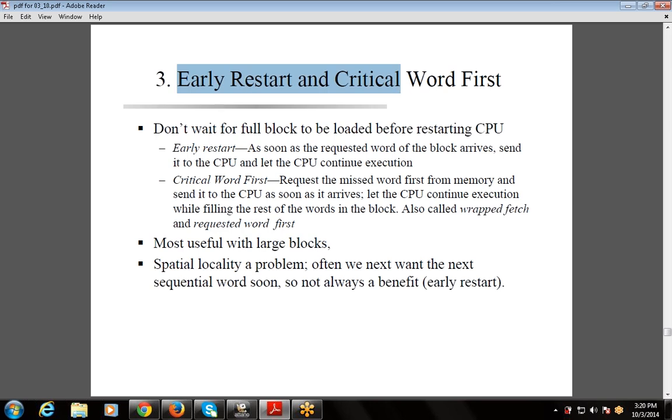Then this is early restart and critical word first. The next method to reduce the miss penalty is early restart and critical word first. These are the two techniques: either early restart or critical word first. Don't wait for the full block to be loaded before restarting the CPU. As soon as the requested word of the block arrives, send it to the CPU and let the CPU continue execution. This is more useful with large blocks. Spatial locality is a problem: often we want the next sequential word soon, so it is not always a benefit. That is early restart.